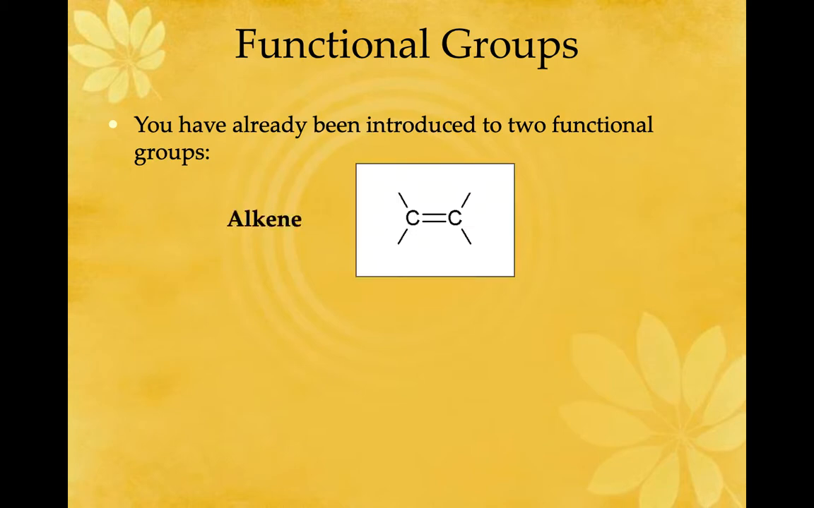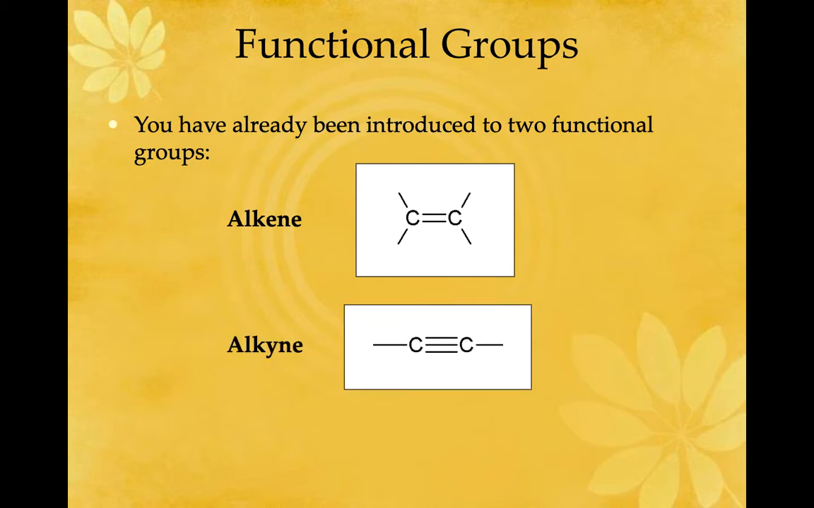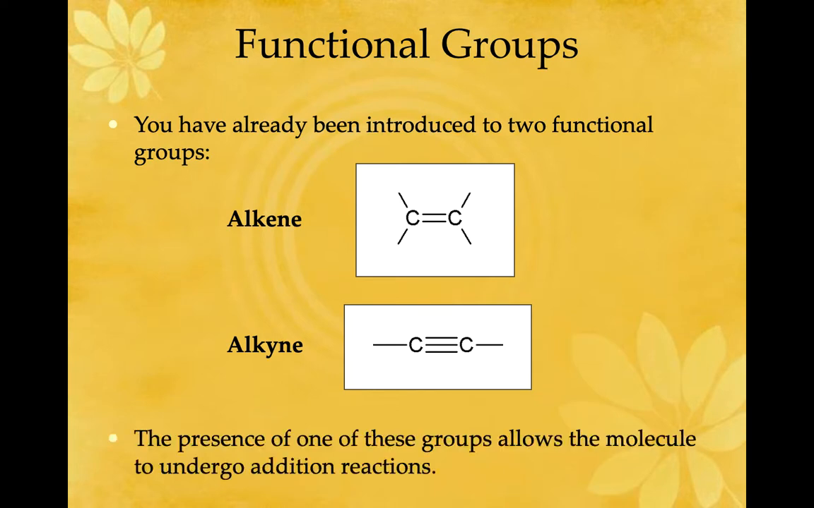The alkene, which is this carbon double bonded to another carbon, and the alkyne, which is carbon triple bonded to another carbon. And so when these groups are present, the molecule becomes a bit more reactive and it is able to undergo addition reactions that we looked at in the last lesson.